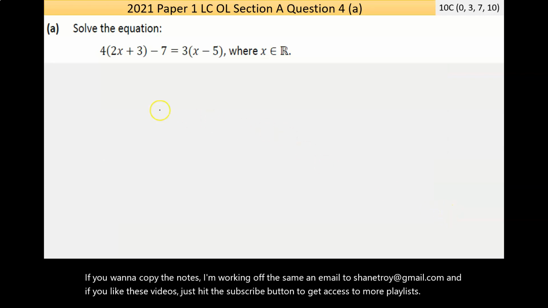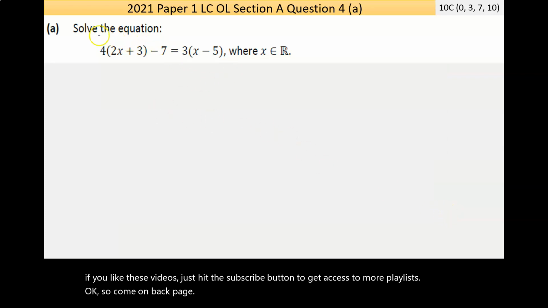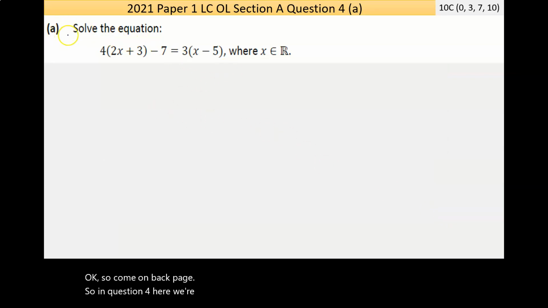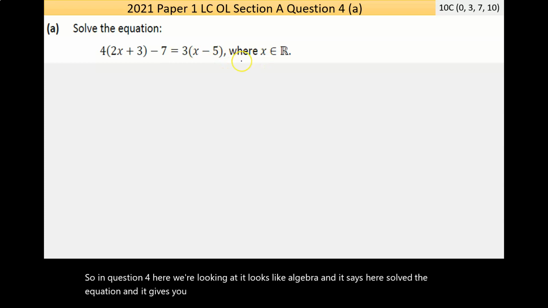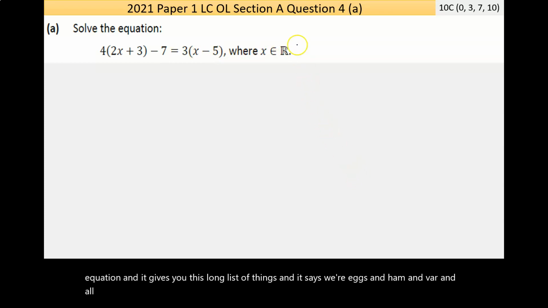I've gone back a page. So in question 4 here, we're looking at, it looks like algebra, and it says here, solve the equation, and it gives you this long list of things. And it says where x is an element of R. Now, all that means at the end there, if it's an R, it means it's a real number, which basically is any number. Okay, just to keep it simple.